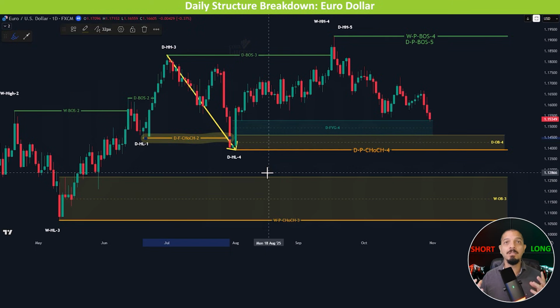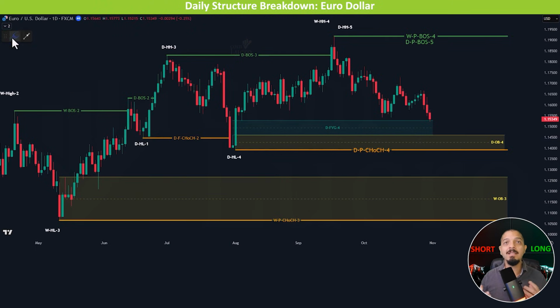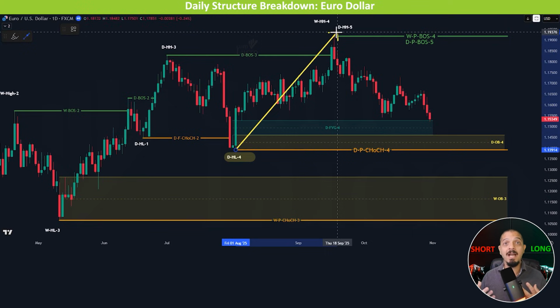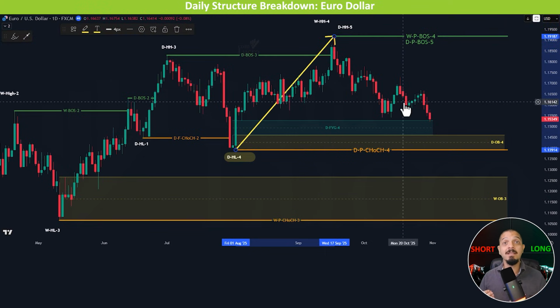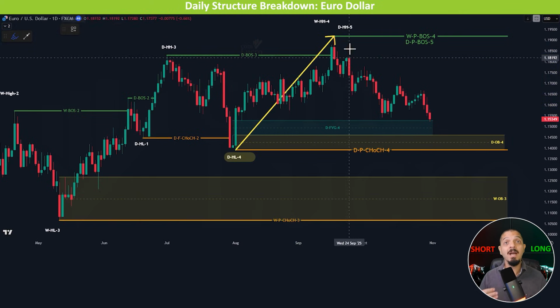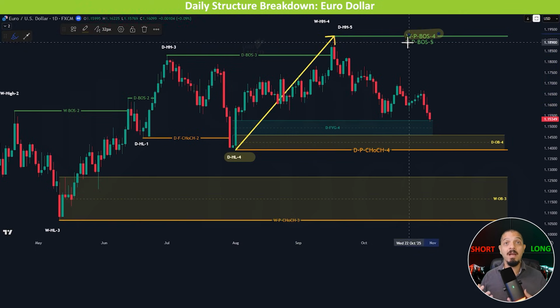As the pullback continues, the market finds support at the daily higher low number 4, which forms the base for another upward movement. From here, price pushes again and reaches the daily higher high number 5. This daily higher high number 5 is the same point as the weekly higher high number 4, meaning both timeframes align at this structural extreme.